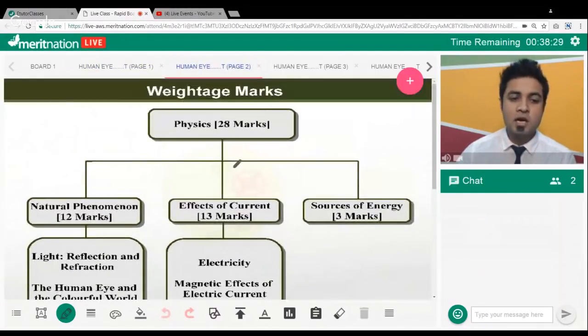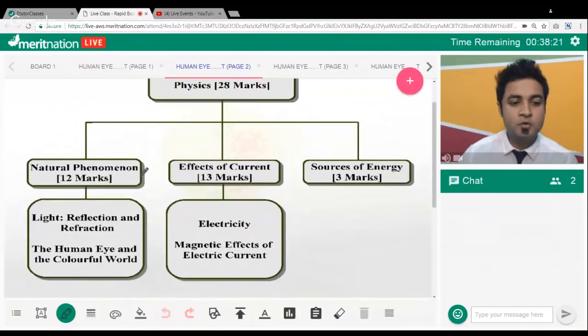So guys, now we'll talk about the weightage. In total, the physics portion comprises 28 marks. In that we have three units. In that we have natural phenomena, where light refraction and reflection come, and the human eye and the colorful world is a part of this. So we are going to discuss this one today.